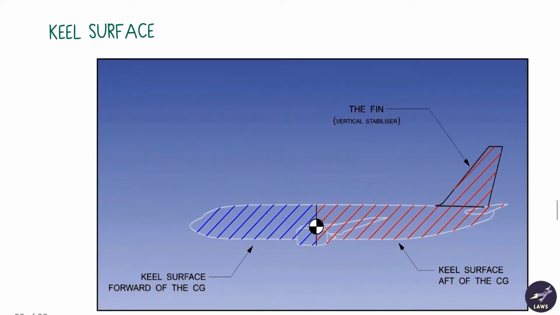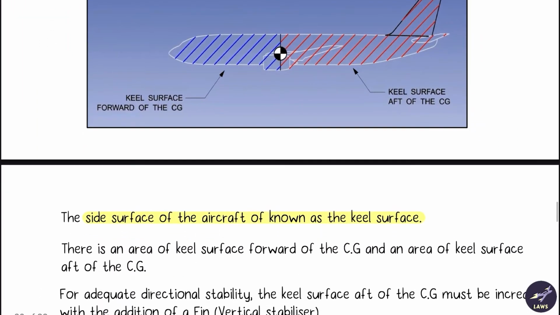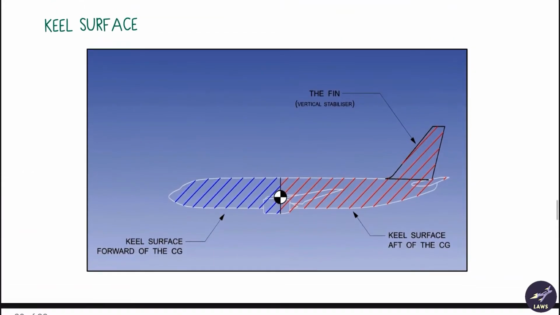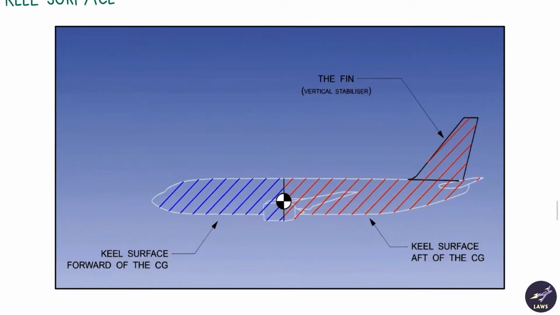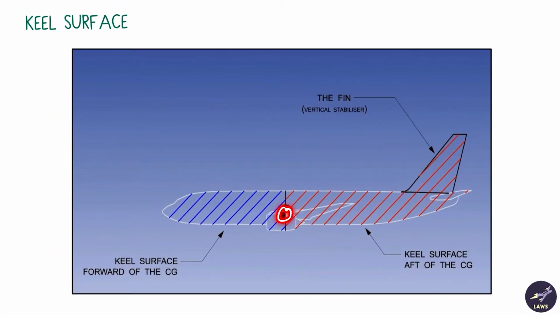Next is the keel surface. The keel surface is the side surface of the aircraft. So this whole side surface is known as the keel surface. We have the keel surface ahead of the center of gravity, as well as keel surface behind, or aft of, the center of gravity. This keel surface that is behind is what produces the stabilizing moment. As we know, the fin is the major contributory factor in directional stability.